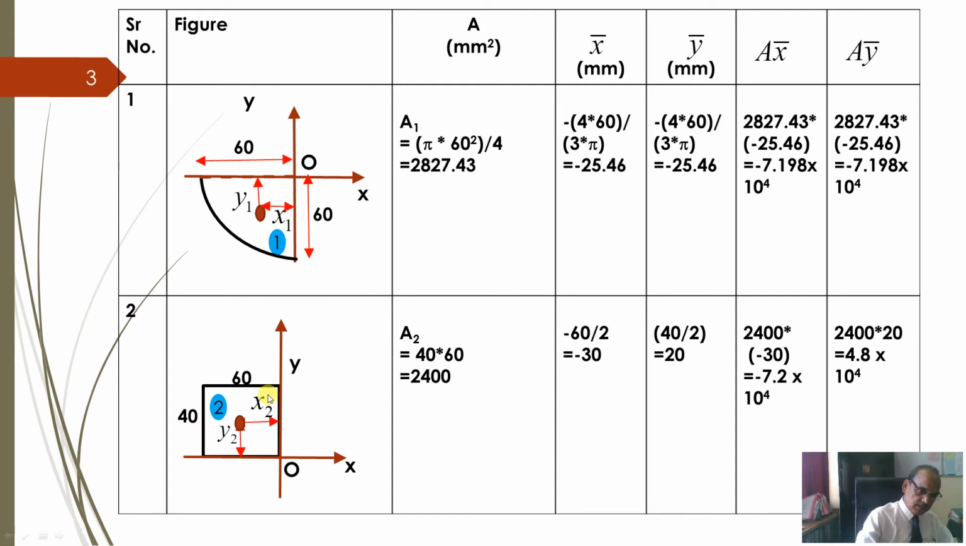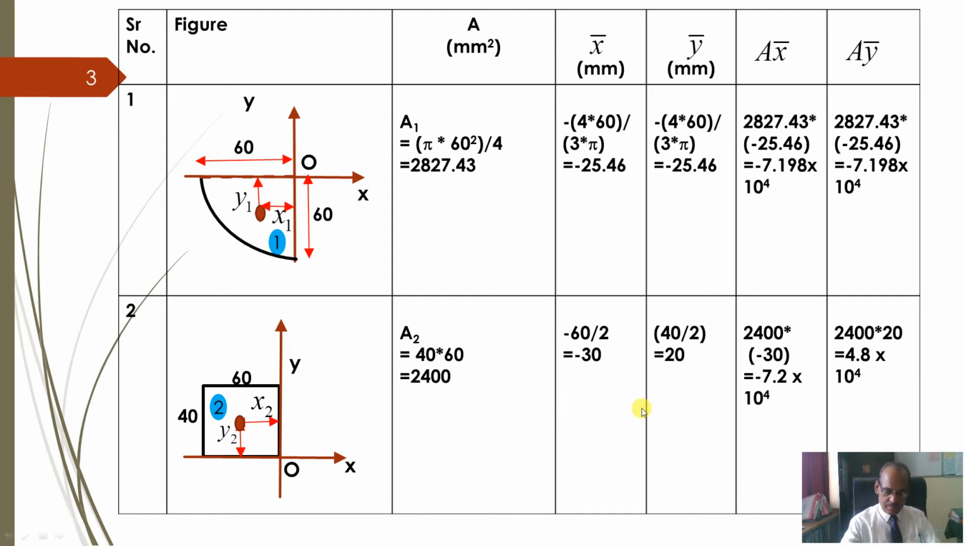Next one is a rectangle. Rectangle area is 40 into 60, 2400. The distance to the centroid is 60 by 2, so the x coordinate will be minus 60 by 2. For the y coordinate, if you draw a horizontal line, it will intersect the positive y axis, and that's why the y coordinate will be 40 by 2, positive. So the x coordinate is negative, the y coordinate is positive. Now you take a2 x2 here and a2 y2 here.